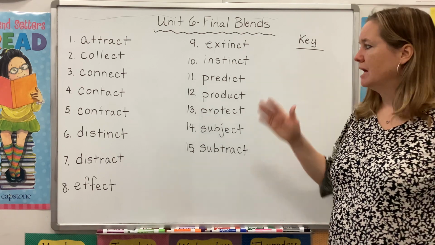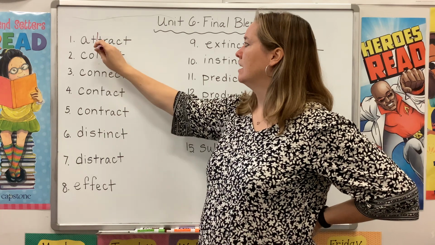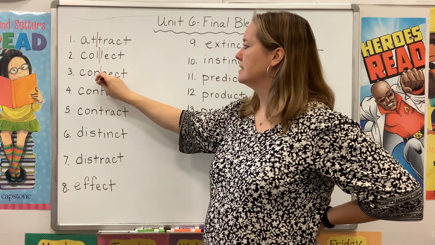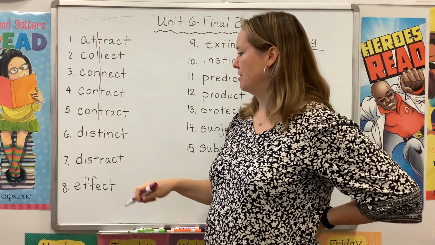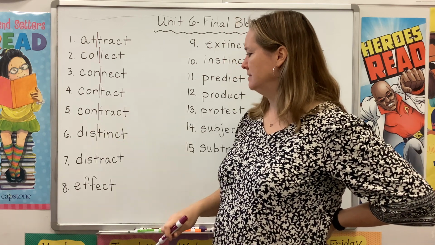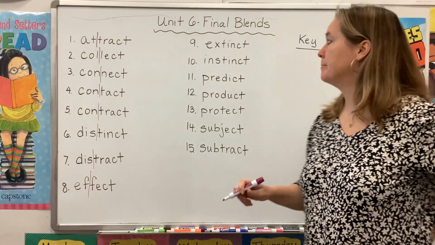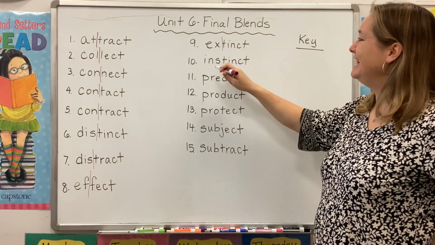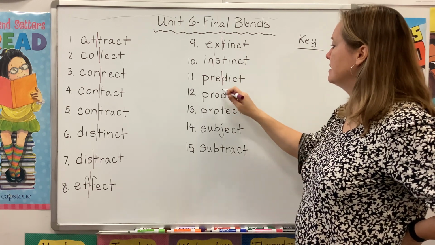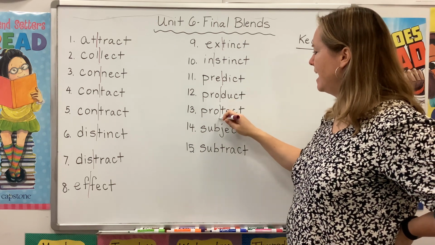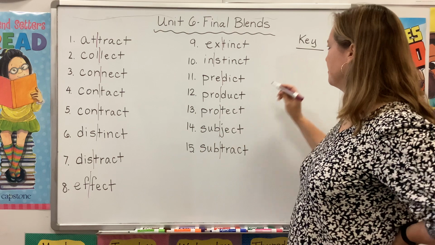All right, just as we always do, let's go through and slice our words into syllables, starting with attract between the T's, collect between the L's, connect between the N's, contact after the N, contract after the N, distinct after the S, distract after the S, affect between the double F's, extinct after the X, instinct after the N, predict after the E, product after the O, protect after the O, subject after the B, and subtract after the B.